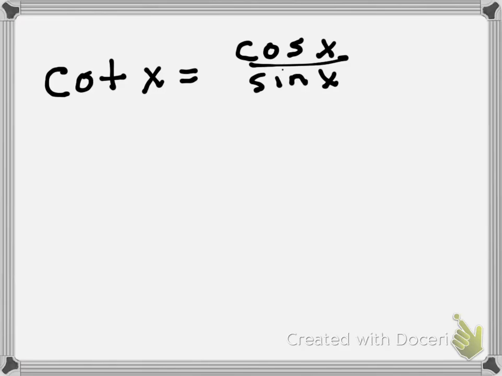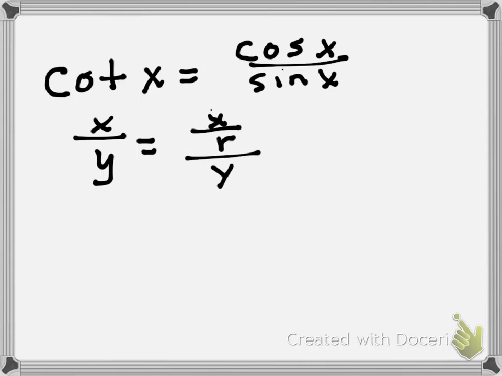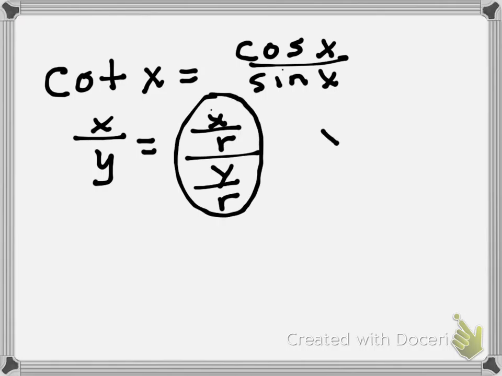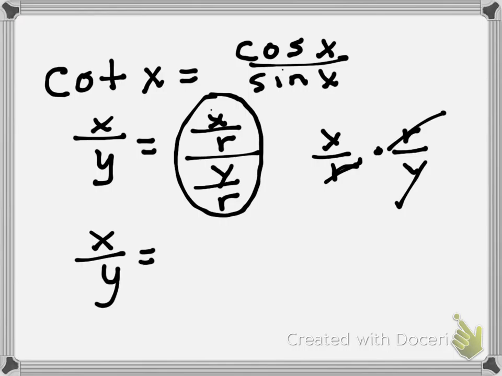So again, I could verify this. I know that the cosine is x over r, and I know that the cotangent is x over y. The cosine is x over r, sine is y over r. So when I look at the right-hand side, I can take the numerator times the reciprocal of the denominator, divide out like factors, and that's why the cotangent is equal to the cosine. Cotangent x is equal to the cosine of x over the sine of x. So that just verifies that identity.